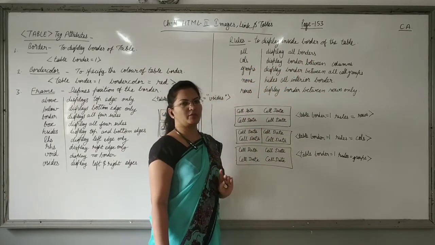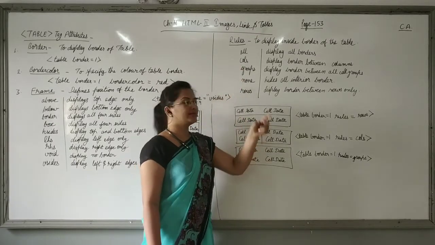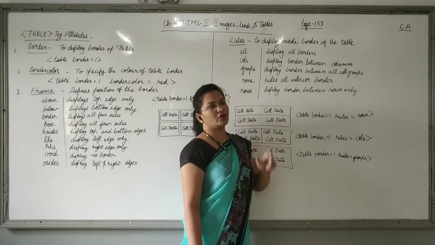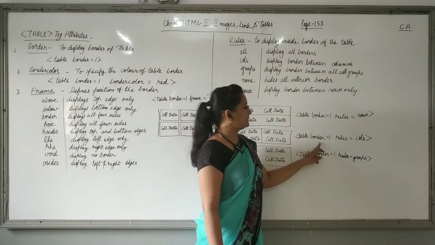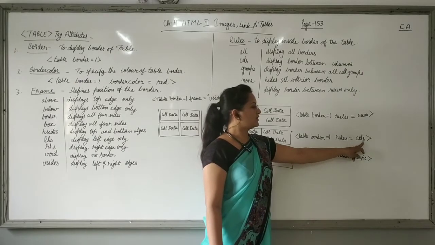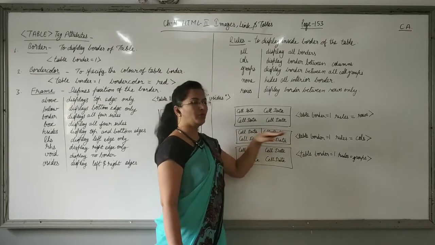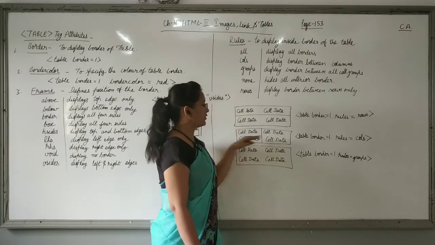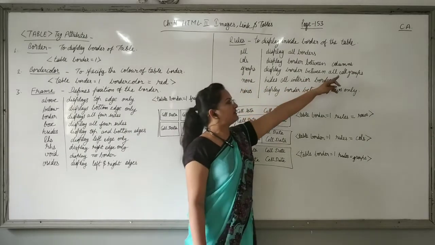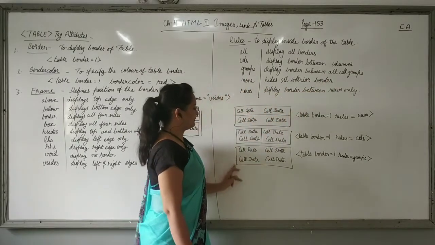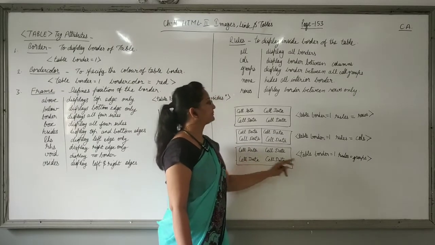That means all inside borders will be displayed. Then cols. Cols means columns, so it will display the border between the columns. Here you can see the example of columns I have given: table border equals to 1, rules equals to cols. Only the column border will be visible. The row partition will not be shown; the row border will not be there. Then groups means display borders between all cell groups, so only the cell groups will have the border, like this.